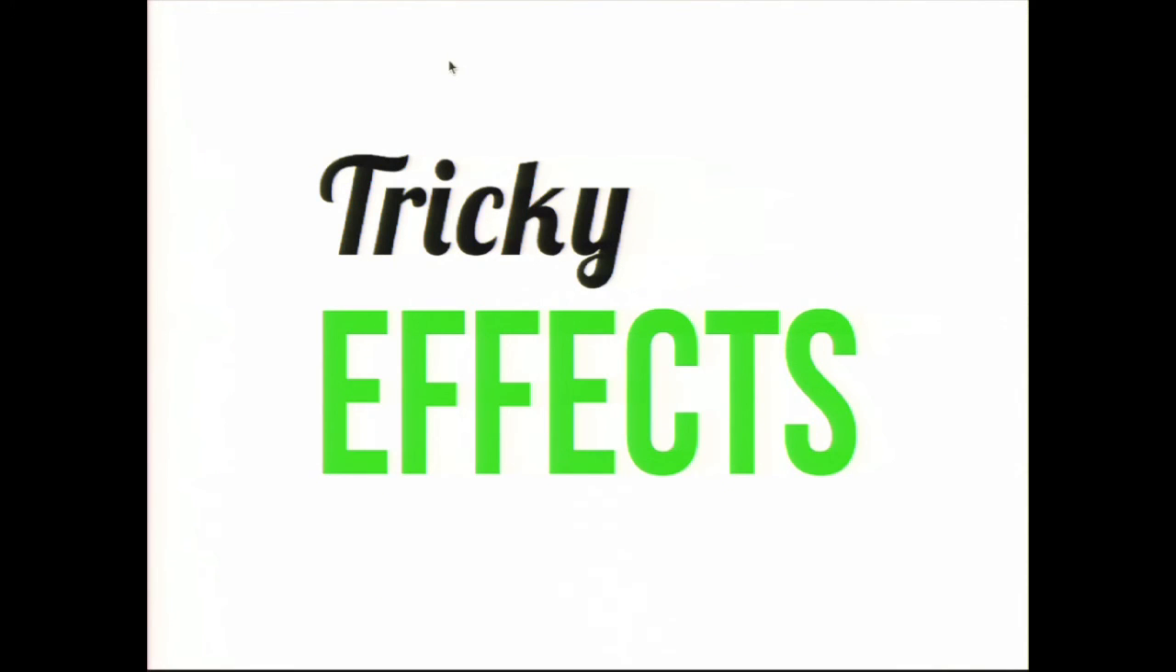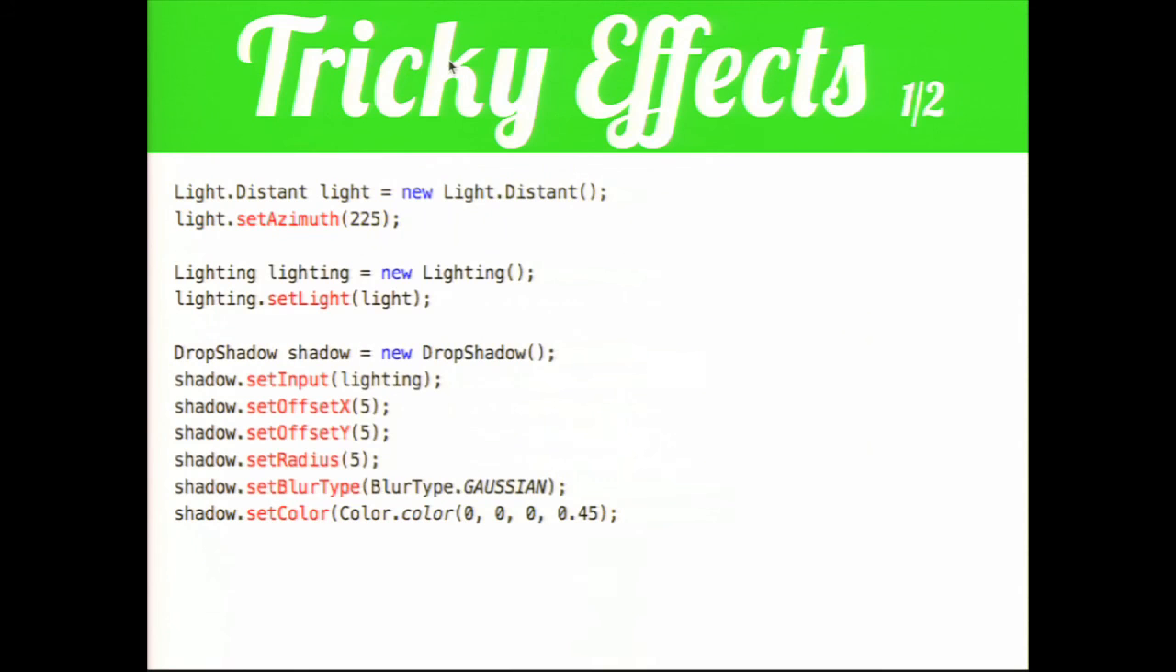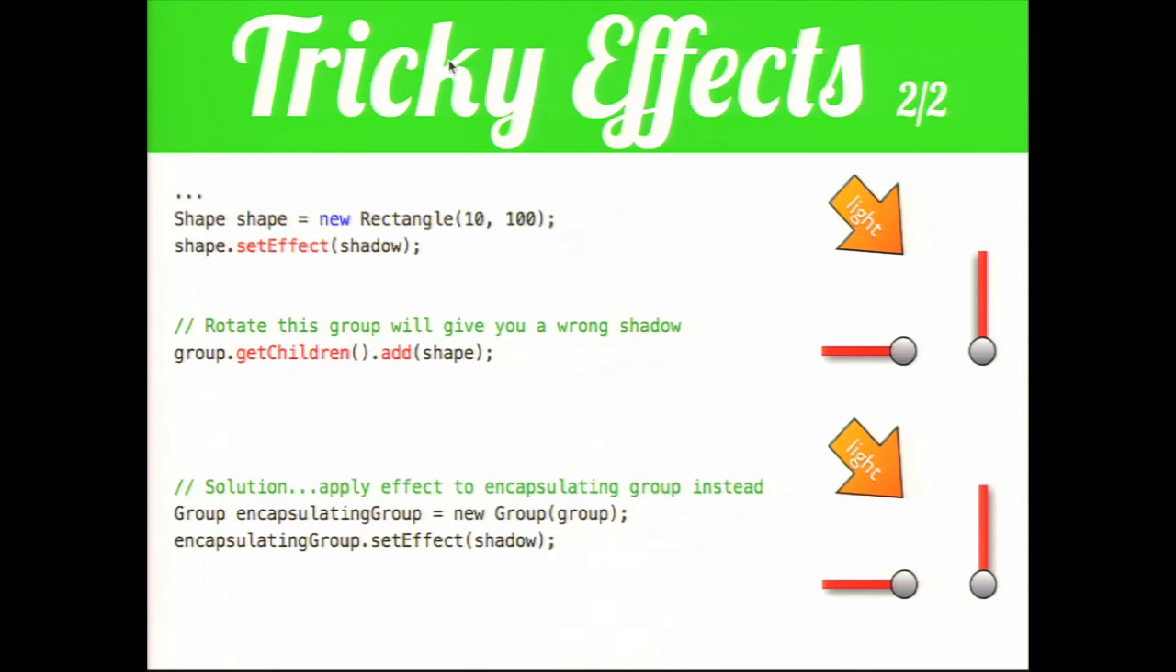Number 2, that was something that really hurt me. Effects. You have all these nice effects. You have drop shadows directly there, inner shadows. You have light. So you create a light and then a lighting and a drop shadow. And now you would like to apply this drop shadow, let's say, to the pointer of a clock. You can do it like this. You just take your shape, which should be the pointer, and set the effect to the shadow. It's great. You rotate the shape and you will see the shadow rotates with the shape.